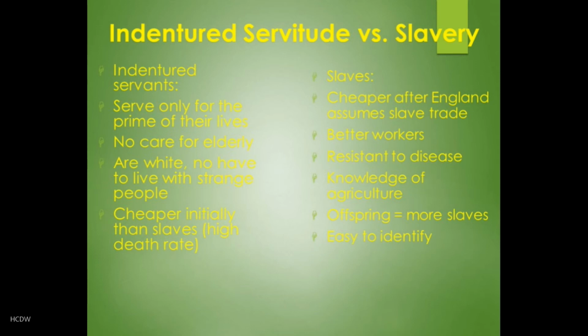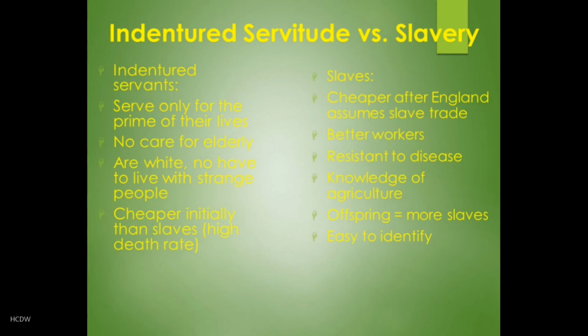From the perspective of the owner, they had the advantage that their offspring created more slaves. And eventually, we're going to see the slave trade itself is abolished in the British colonies, and yet slavery itself carries on. And that's because they're naturally reproducing and creating more slaves. And finally, slaves are easy to identify by their color if they were to run away, while indentured servants, as I mentioned a moment ago, blended in. You could not distinguish between them.